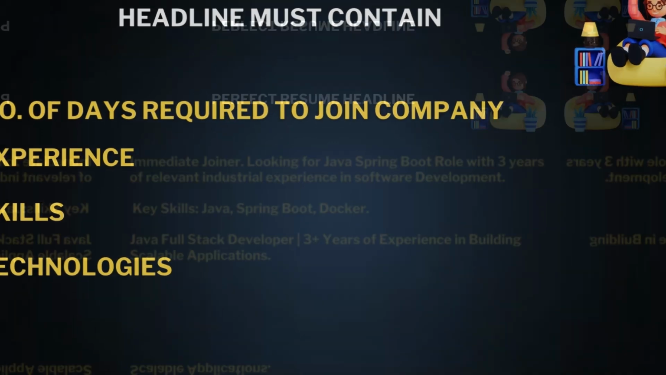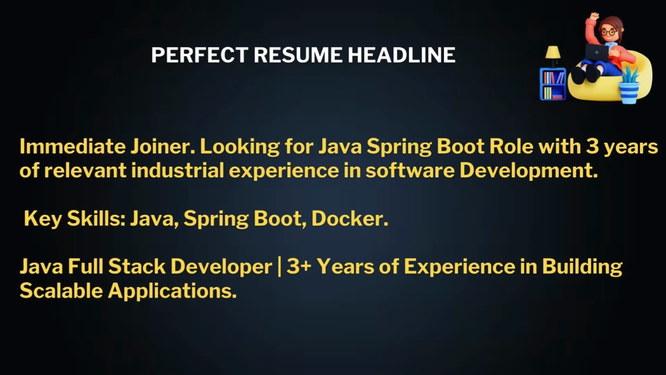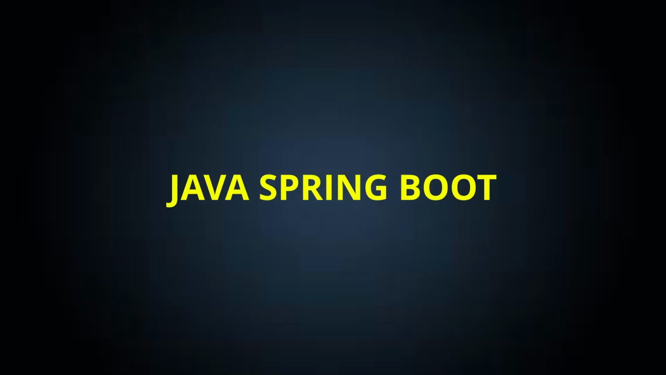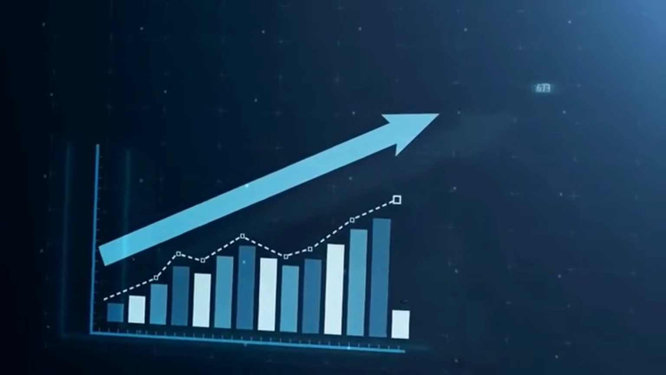For example, immediate joiner looking for a Java Spring Boot role with 3 years of relevant industrial experience in software development. Key skills: Java, Spring Boot, Docker. Java full stack developer with 3 years of experience in building scalable applications. Now if you look at these statements clearly, everything is well ordered. That is my experience, skills and the technology on which I am working. Also at the same time, I have mentioned keywords like Java, Java Spring Boot, Docker, and these keywords can help my profile to top the rank whenever the recruiter searches for any particular keyword.